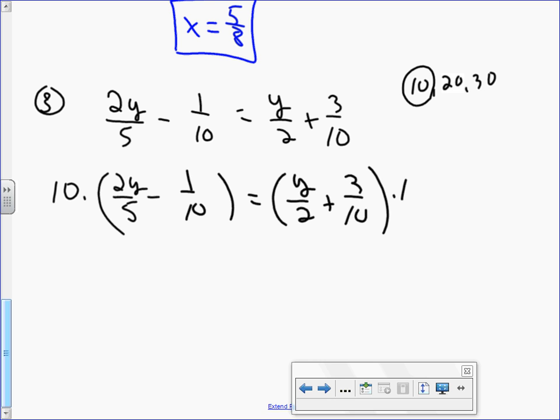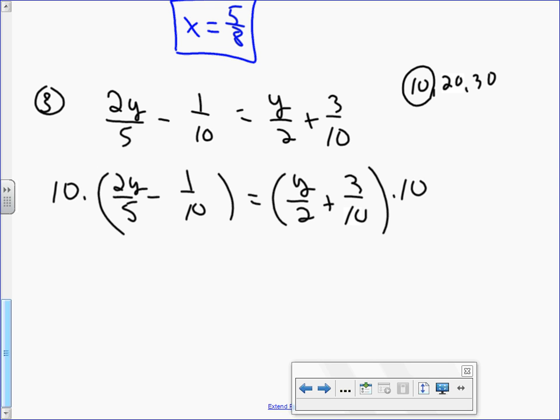Girls, I want you looking at this and thinking about canceling. What cancels out? The whole purpose of multiplying by common denominators is to get these fractions to cancel, okay? It makes the arithmetic easier, especially when you don't have a calculator. But even when you do have a calculator, if I let you use a calculator to do this, it'd be even easier still. Okay, did you have a question?